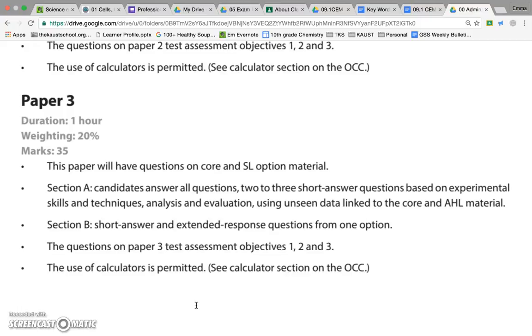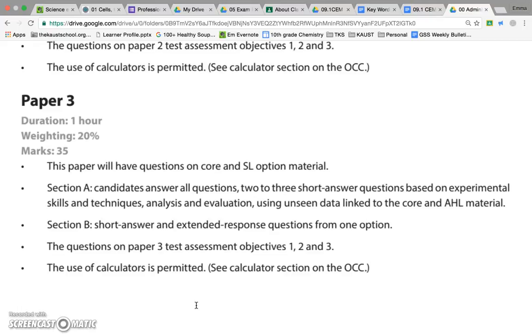For section A, you'll answer all questions, 2 to 3 short answer questions, which will be based on experimental skills and techniques, and some analysis and evaluation. And this will be unseen data. You will not have seen this before. Section B is going to be short answer and extended response questions from the option that we're doing.